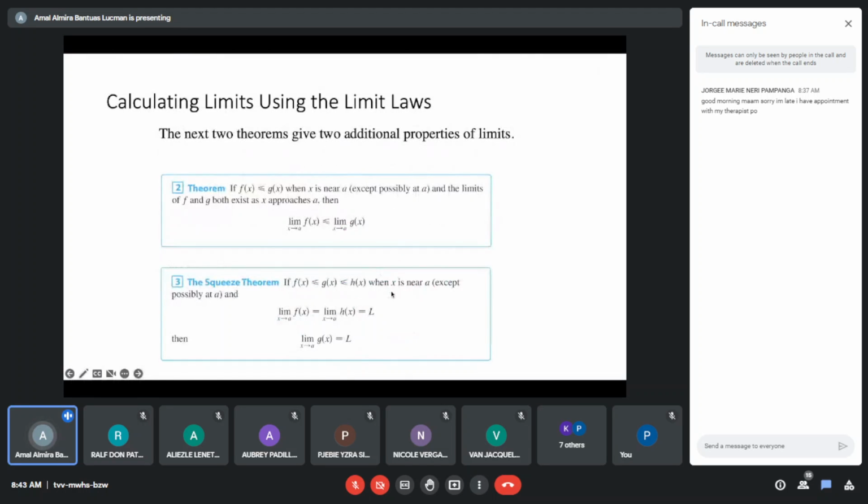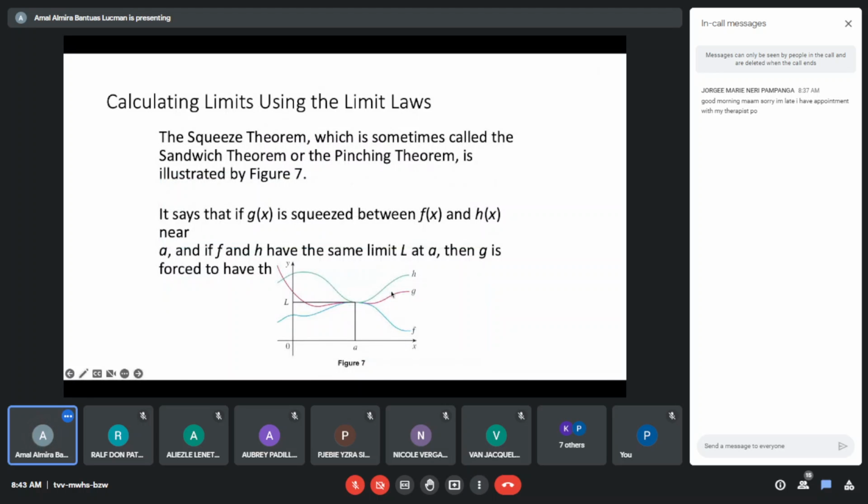When x is near a, since the limit of f is equal to the limit of h, automatically g is squeezed, and the limit is also equal to L. Nakasabot class? Yes, ma'am. Okay.